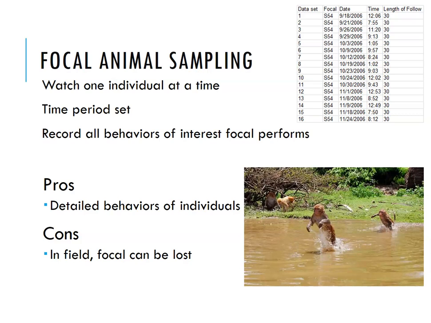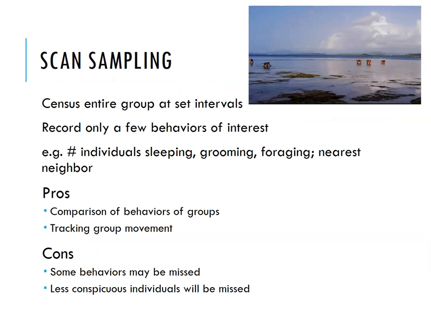So if you're only focused on one animal, you're not recording the data of the other animals. It's only the focal animal whose behavior you are recording. And so other interesting behaviors may be happening, which you would have caught in ad lib sampling, but you would not catch in focal animal sampling. So again, pros and cons with this type of sampling method.